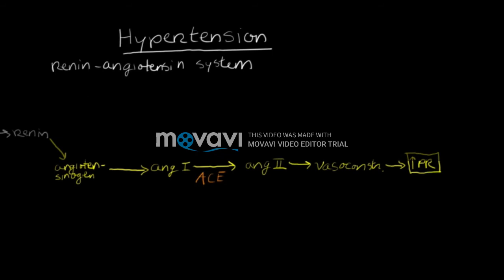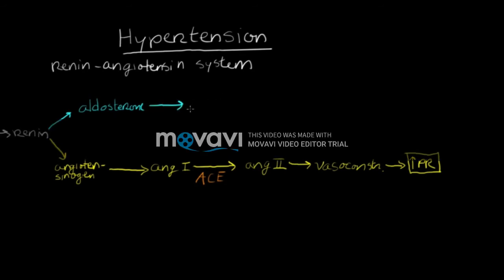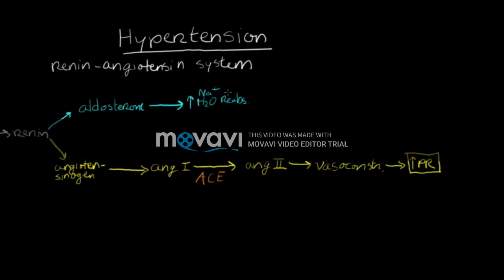Renin also has another effect, and we're going to do that in a cyan color. And that is, it's going to cause the release of aldosterone. And the significance with aldosterone is what that is going to do is it's going to cause an increase in sodium ion reabsorption, and as a result of that, also H2O reabsorption. So what's going to happen is it's going to cause an increase in sodium ion reabsorption, and the water is going to follow that sodium ion.